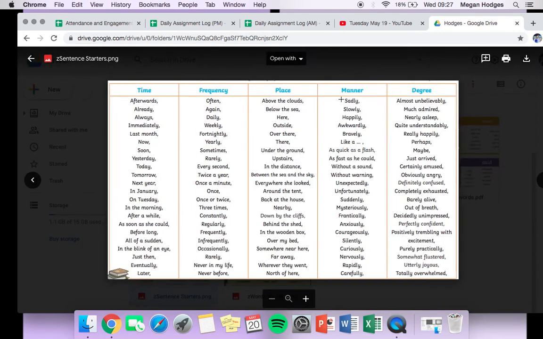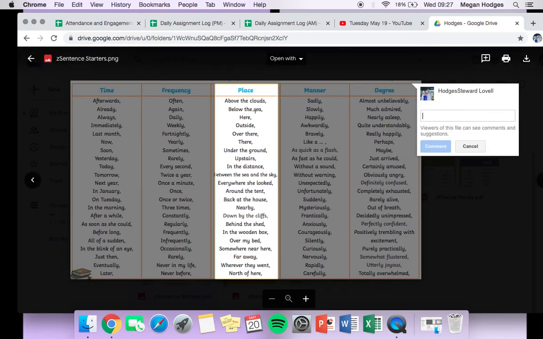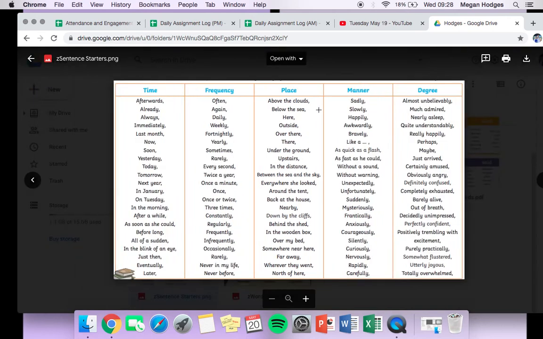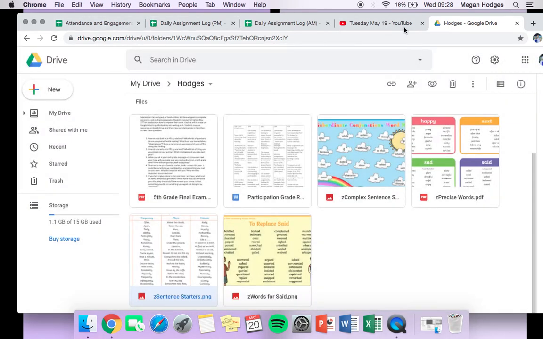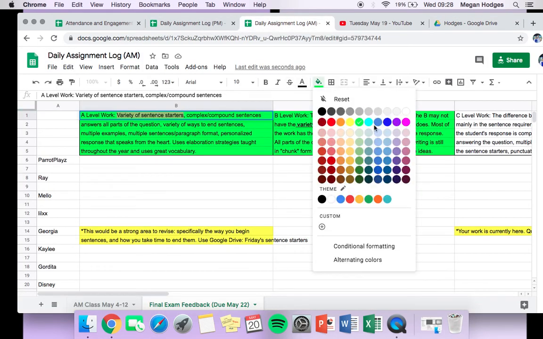And then I want you guys to think maybe instead of using some of these for place, you could change to say not just above the clouds, but you could say like upstairs, because you're going to be writing about your school experience. So you won't say around the tent, but you could change that to say around the cafeteria. So these aren't the exact ones you're going to use, but you can chop and change these to help you. Sentence starters is what you need to use to be able to do that successfully.